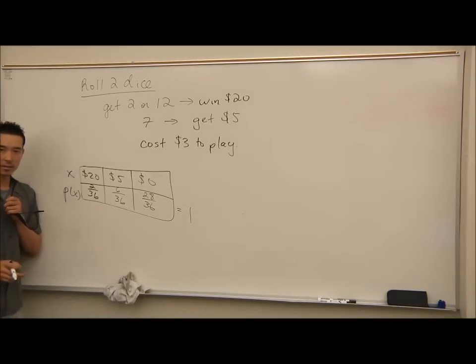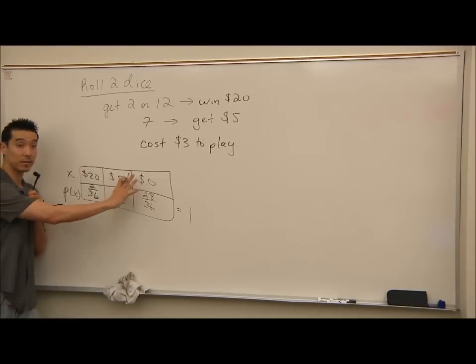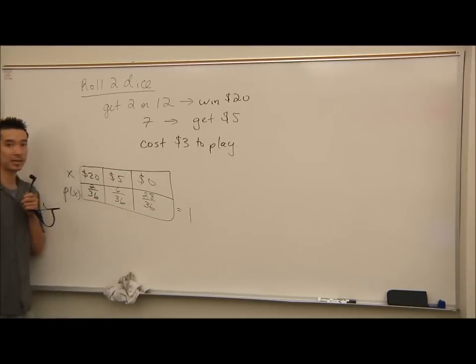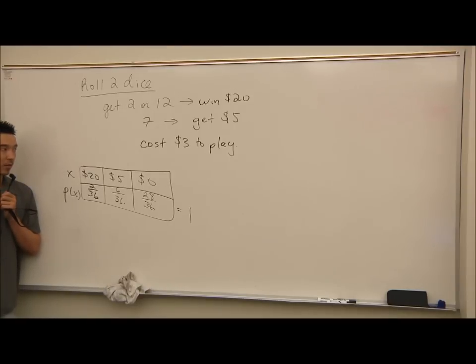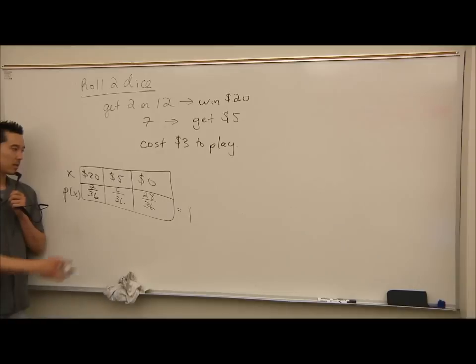Okay, does everybody see that? So these all have to be probabilities. You have to list everything, and that probability has to add up to 1. Okay, from there you guys can take it. Find the expectation. So 20 times 2 out of 36 plus 5 times 6 out of 36 plus 0 times 28 out of 36.